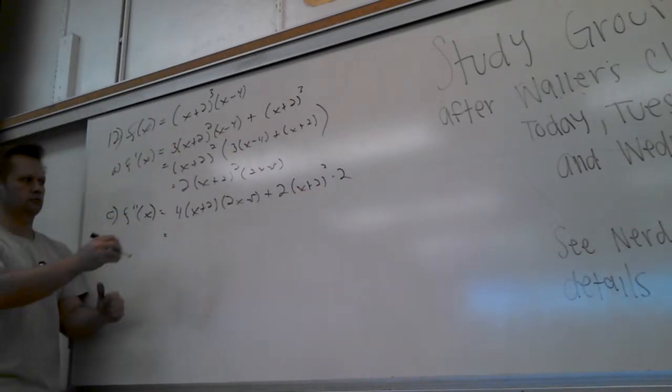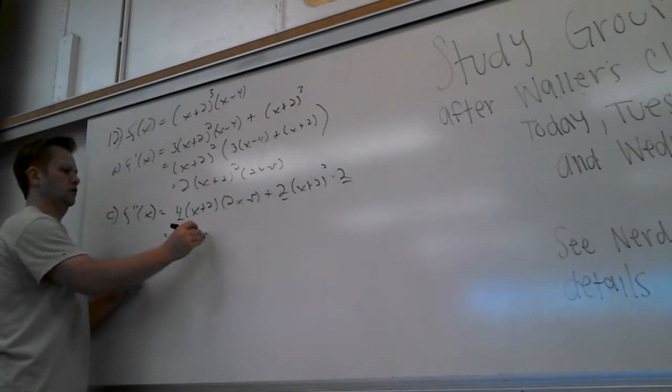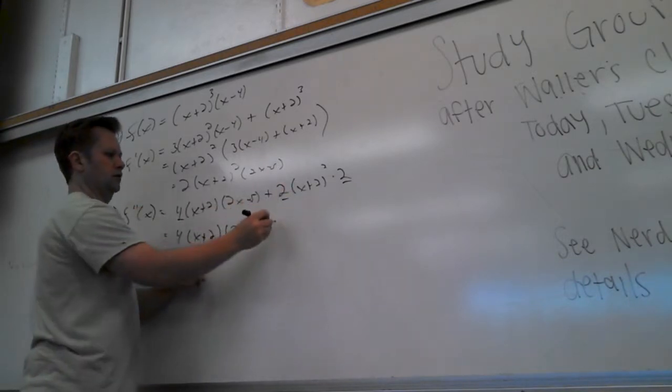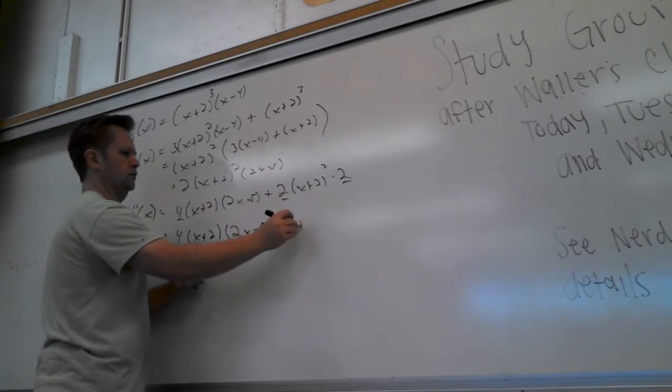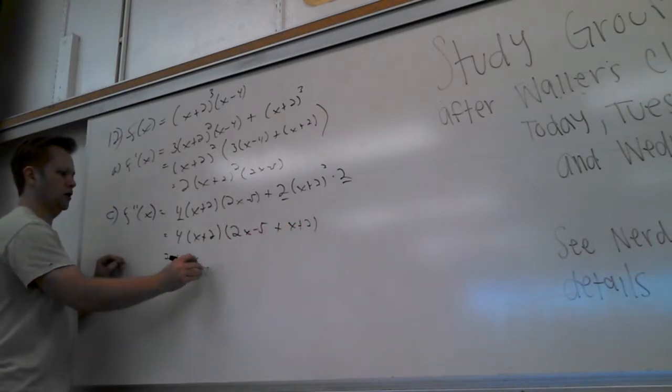So what can I take out? X plus 2. Yeah, and 4. A 2 here. Oh, 4, yeah. What's left inside? 2x minus 5 plus x plus 2. 3x minus 3, so I can pull out a 3, makes it a 12.